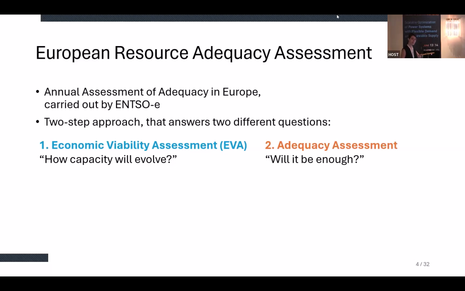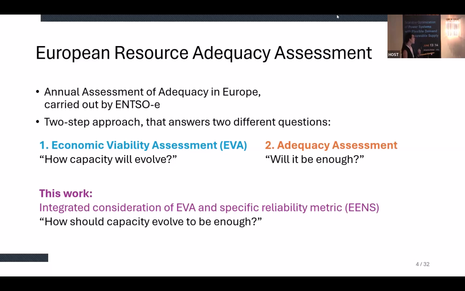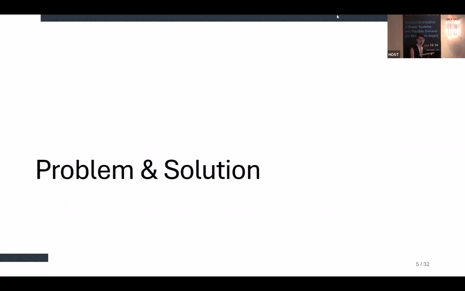And then comes the second step that calculates the adequacy metrics, considering as given this capacity plan. So it answers the question, will this be enough? So, what this work is about, we are integrating specific constraints on expected energy not served in the EVA. And we are answering a new question: how should capacity evolve in order to be enough? Okay, so I'm going to start introducing the problem and the proposed solution.